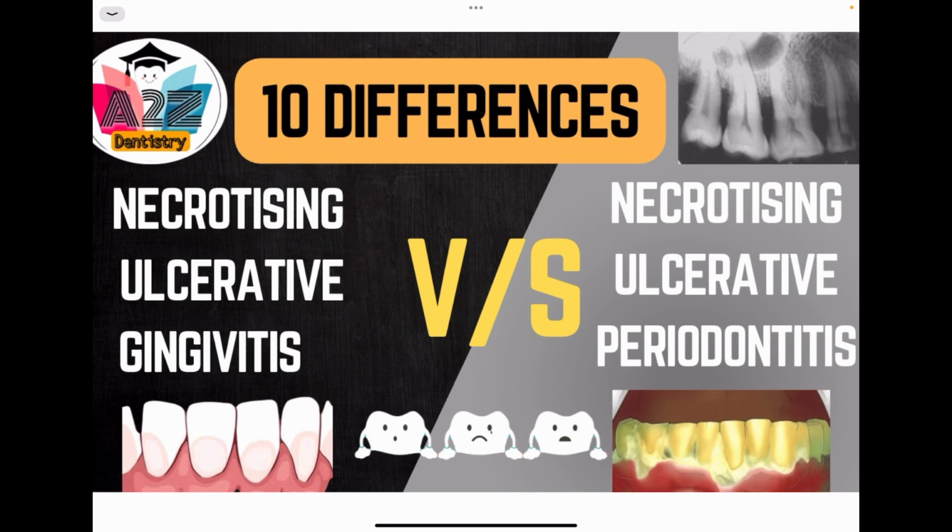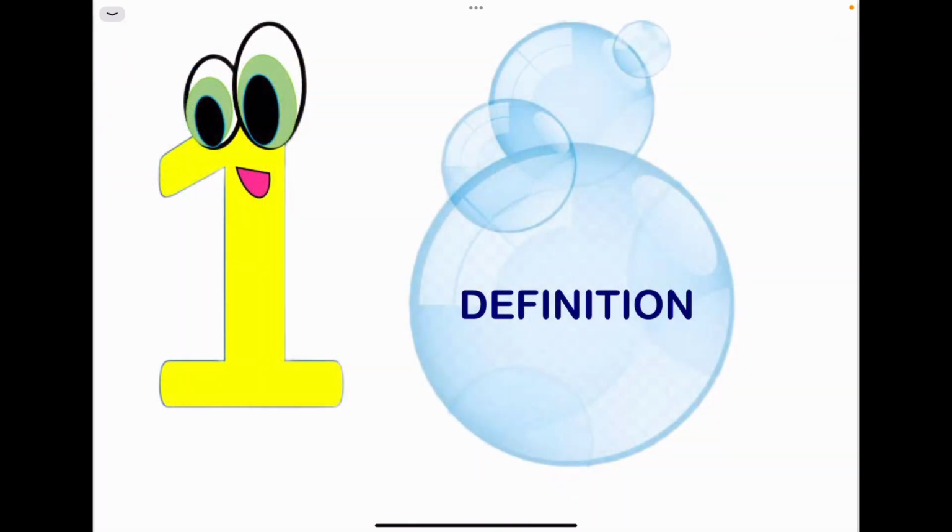And our today's topic is 10 differentiation points between necrotizing ulcerative gingivitis and necrotizing ulcerative periodontitis. So without any further delay, let's get started. So our first point of differentiation would be on the basis of the definition.